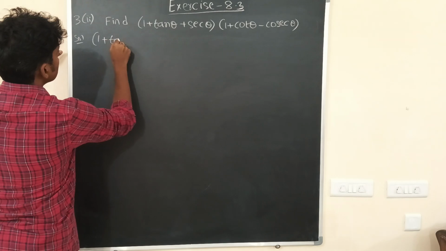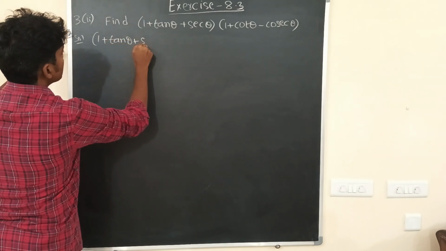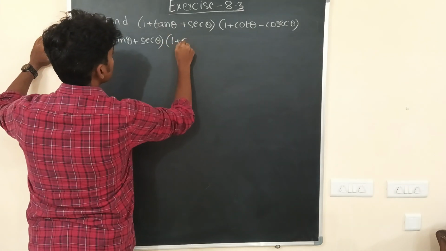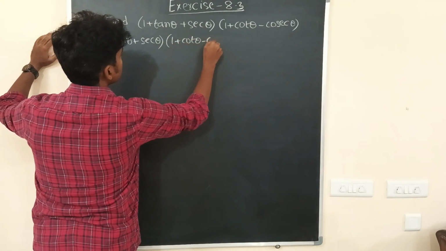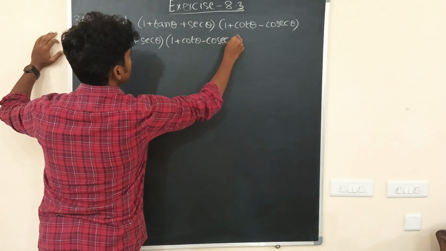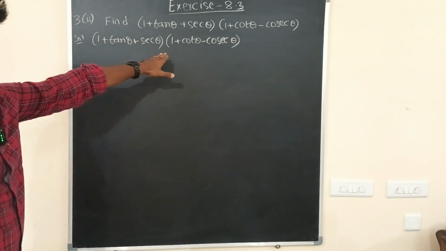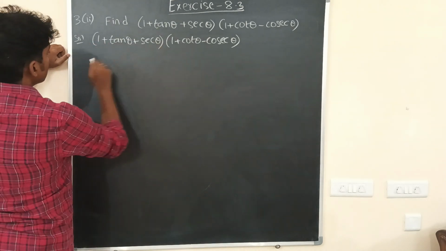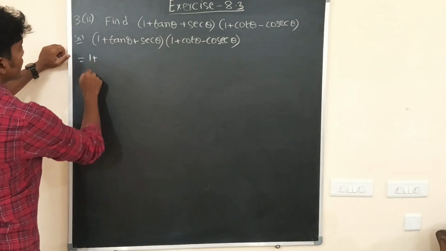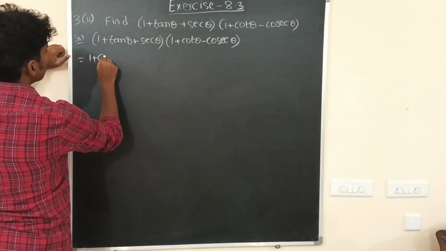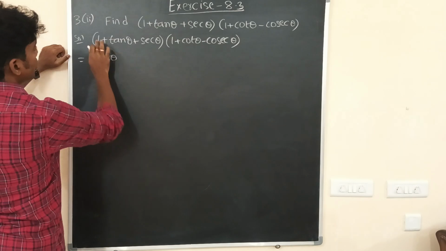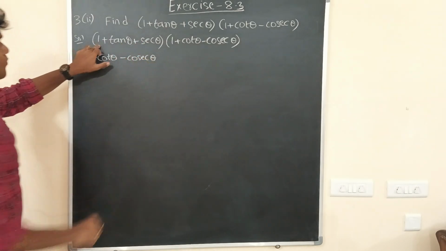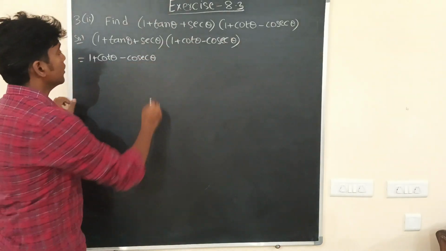One plus tan theta plus secant theta into 1 plus cot theta minus cosecant theta. This is the given thing. Now multiply this one. The first term is 1 into 1, 1; plus 1 into cot theta is cot theta; 1 into cosecant theta is minus cosecant theta.